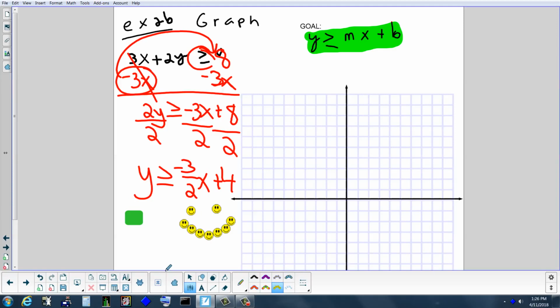So again, guys, listen. When we're graphing and x and y are on the same side, move the x to after the sign and divide by the number with y. Let me say it again.